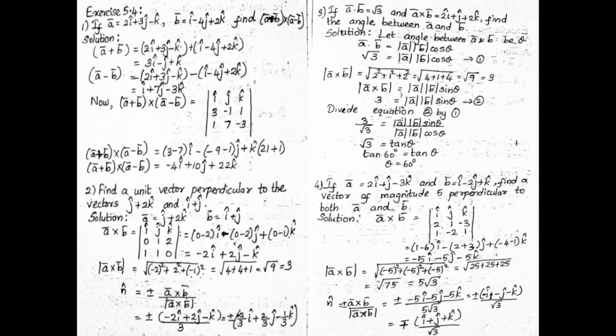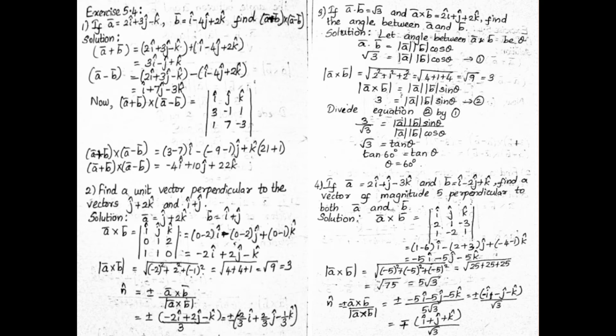Cross product of a vector plus b vector and a vector minus b vector is equal to, in determinant form, first write in the first row i j k, in the second row the coefficients of a vector plus b vector, that is 3, minus 1, 1, and in the third row the coefficients of a vector minus b vector, that is 1, 7, minus 3. Then solve it by the determinant formula. So we get minus 4i plus 10j plus 22k.